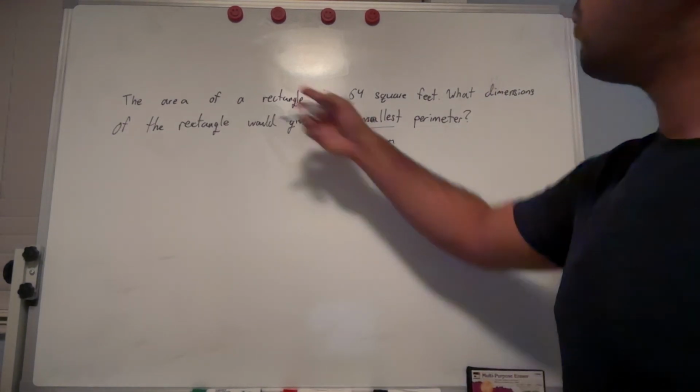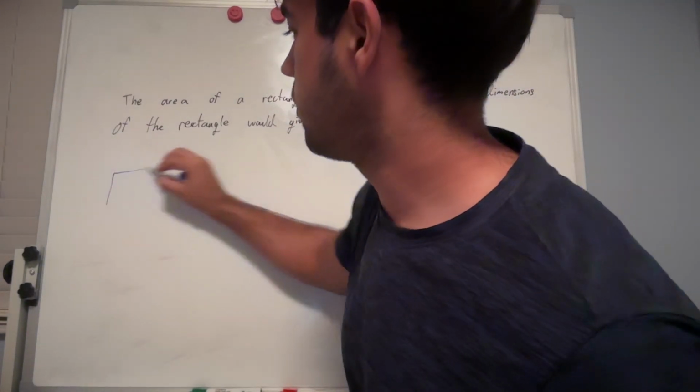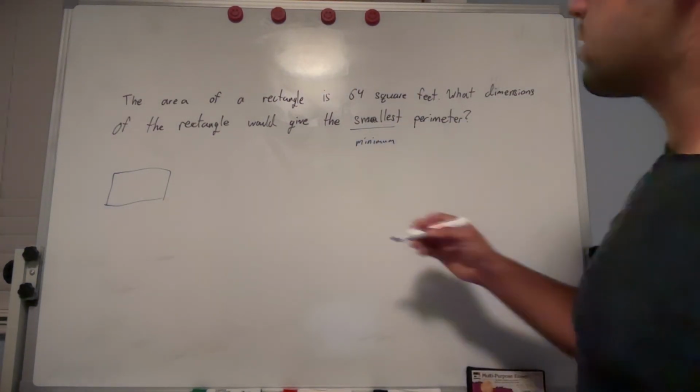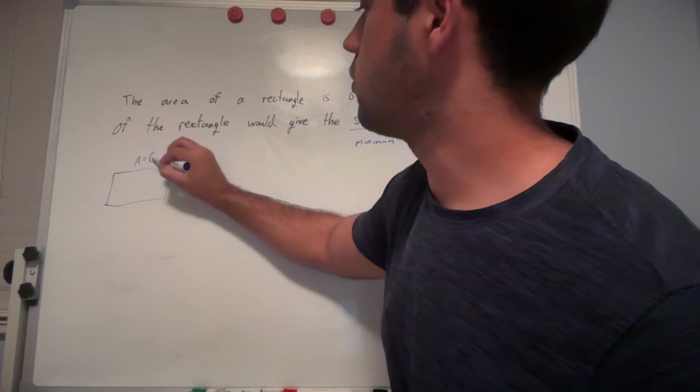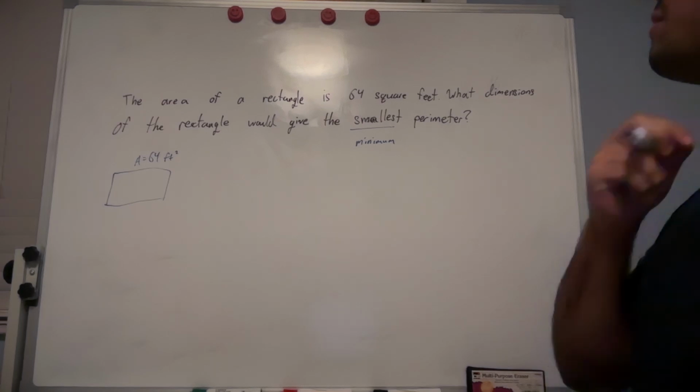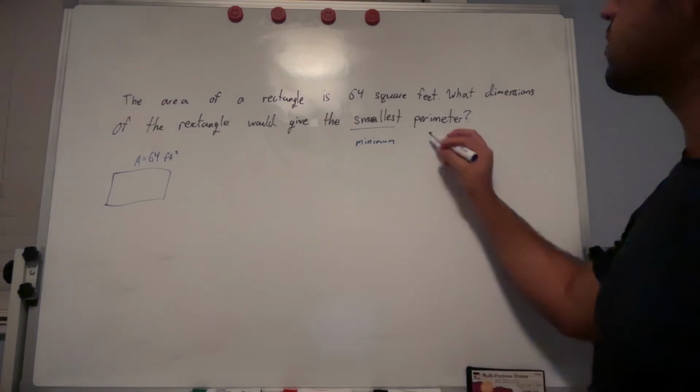So we're given a rectangle. I'm just going to draw it out really quick. It doesn't hurt to draw it out. And the rectangle has an area of 64 square feet. So I'll just write it there. What dimensions of the rectangle would give you the smallest perimeter?